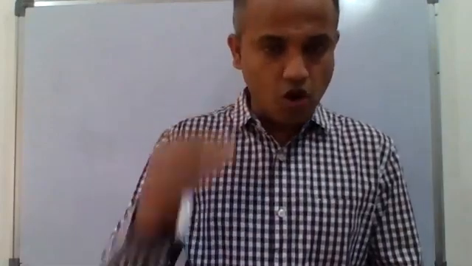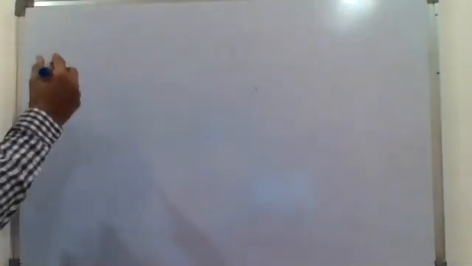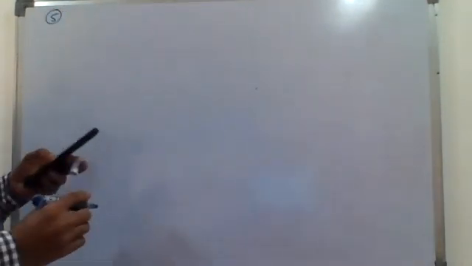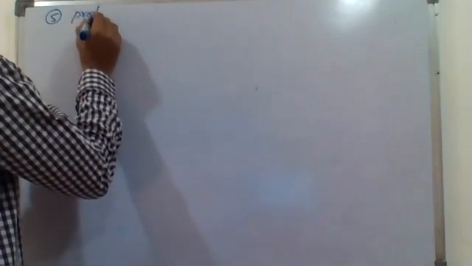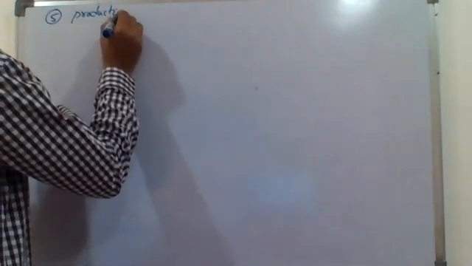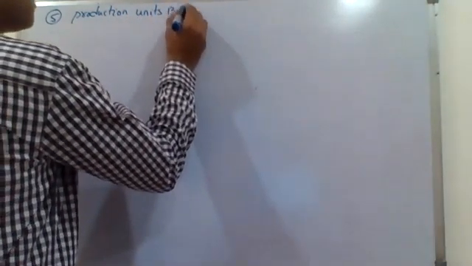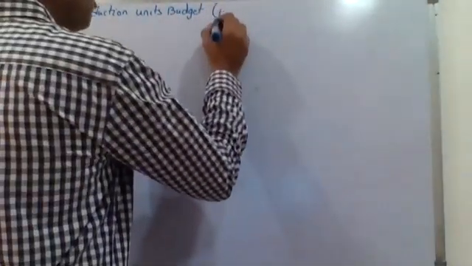The budgeted production cost. Okay, I'll stop it here. Production cost means it's a production cost budget, which I have not discussed yet. Production units budget, let us do it first. So I'll come to here. Hope you can see this. This is question number 5, and we are talking about production units budget. Production units budget, and I'm doing it for product X.